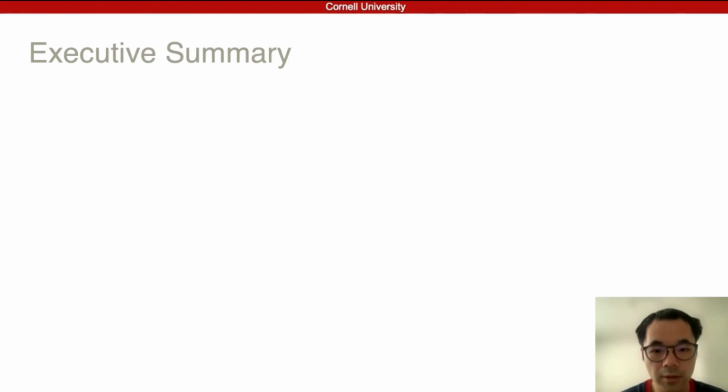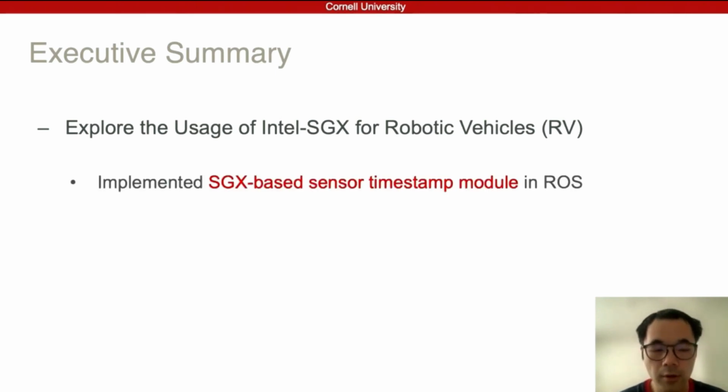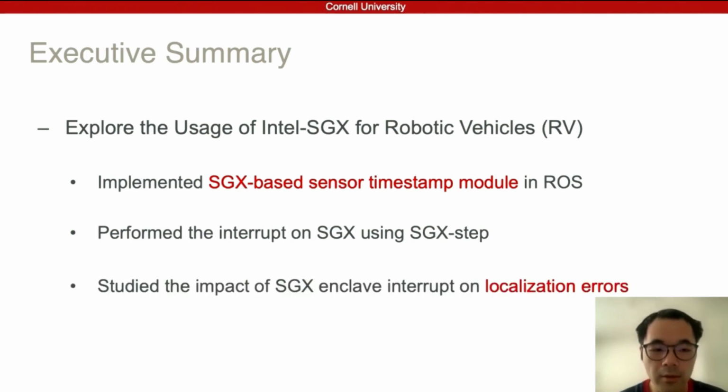To answer this question, in this work, we explore the usage of Intel SGX for robotic vehicles. First, we implement an SGX-based sensor timestamp module in ROS. Second, we performed an interrupt attack on SGX using SGX-Step. Third, we studied the impact of SGX enclave interrupts on localization errors for robotic vehicles.